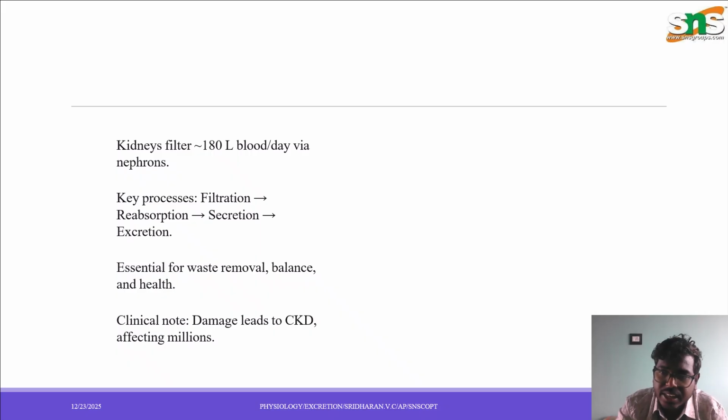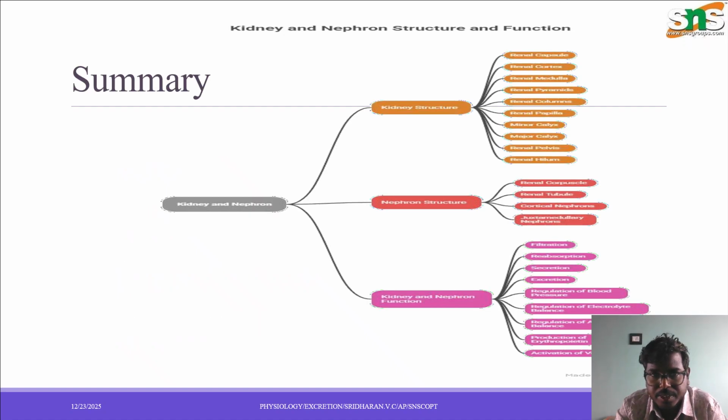Kidneys filter 180 liters of blood per day via nephrons. The key processes for urine formation are filtration, reabsorption, secretion, and finally excretion. They are essential for waste removal, balance, and health. Clinical note: damage can lead to CKD. CKD is chronic kidney disease, affecting millions of people around the world.